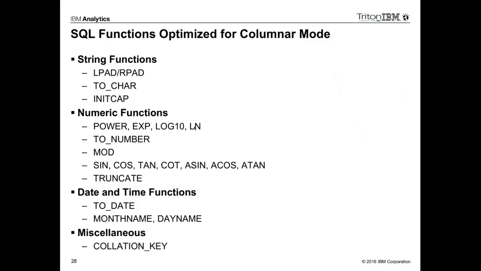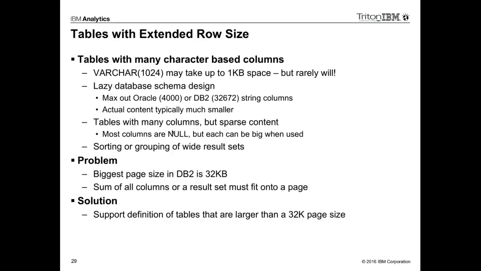The first one, you notice that all of these functions are now run natively in BLU. Before, if you tried to do any of these, we'd have to ship it over to the row-based engine to do, and that's inefficient, right? This movement of data. So now this is all done within the columnar engine, so this is all good, right? Faster results.